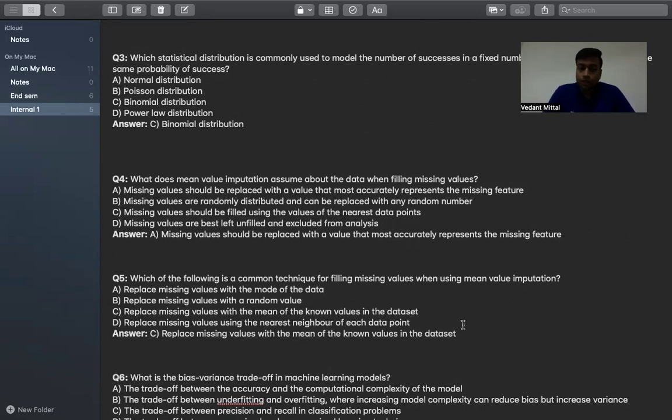The fifth question is, which of the following is a common technique for filling missing values when using mean value imputation? Replace missing values with the mode of the data, replace missing values with a random value, replace missing values with the mean of the known values in the dataset, and replace missing values using the nearest neighbor of each data point. So the correct option is C, replace missing values with the mean of the known values in the dataset.